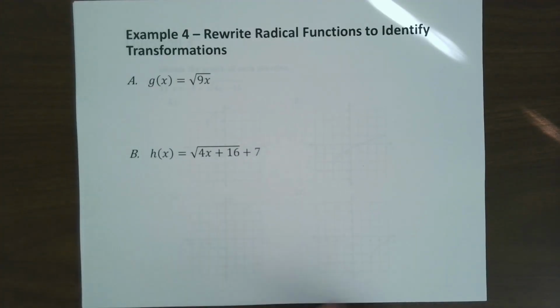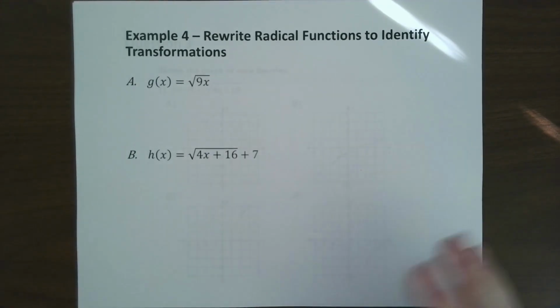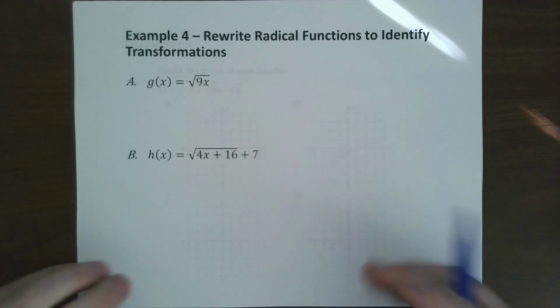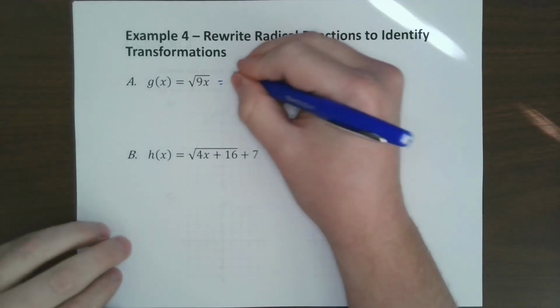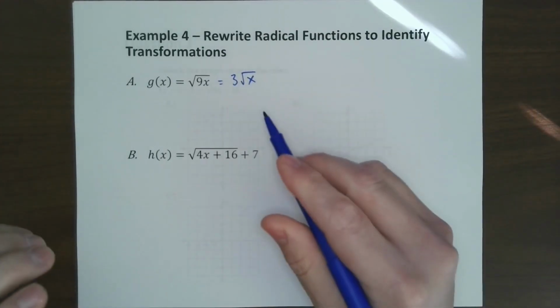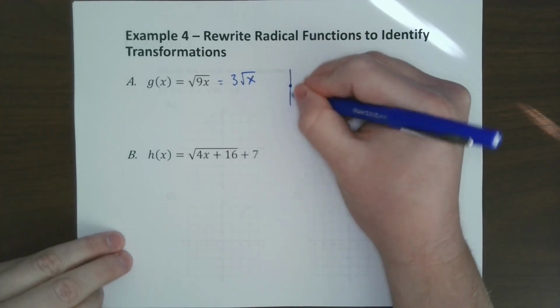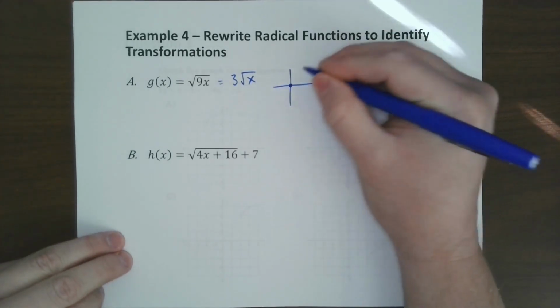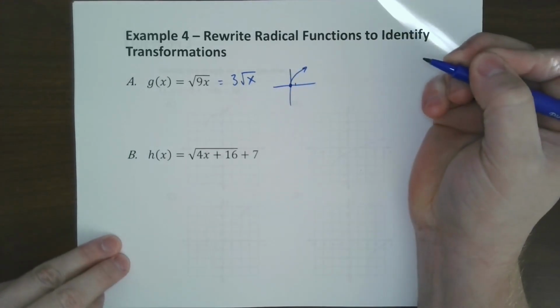Okay, so an easy way to identify transformations with these graphs is to actually rewrite it where it's only x underneath the radical. So this one, for example, we have the 9, square root of 9 is 3, and we're left with the x. Now we know this is a square root function that starts at the origin and kind of increases by 3. So it's kind of a steeper one.